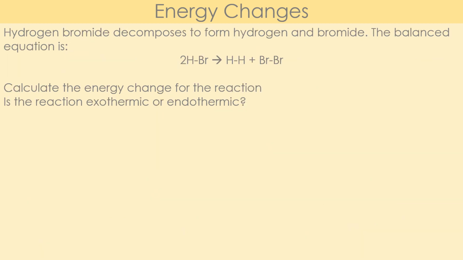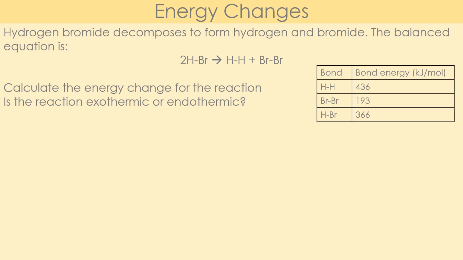So here is a question for you now. So hydrogen bromide decomposes to form hydrogen and bromine. The balanced equation is 2HBr makes H2 plus Br2. And we've shown it there with the bonds on there. Now to calculate the energy change for the reaction, and is it exothermic or endothermic? So there are the bond energies. So please pause the video and have a go at trying to work it out yourself.